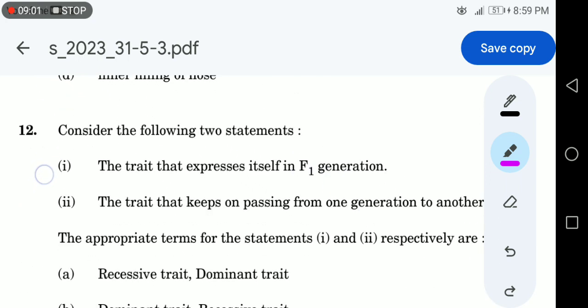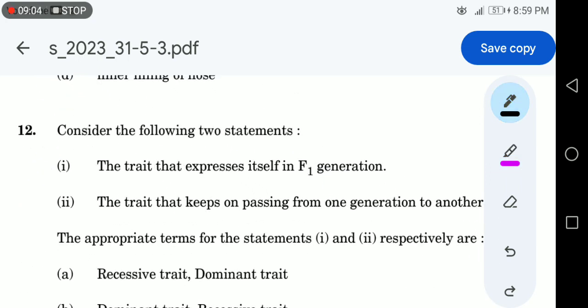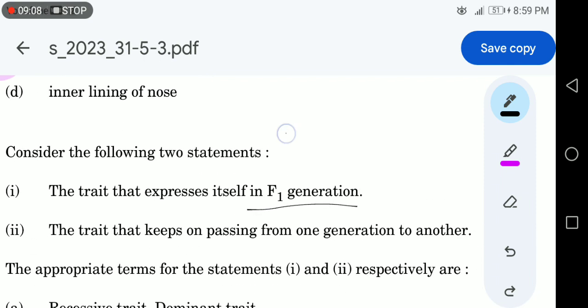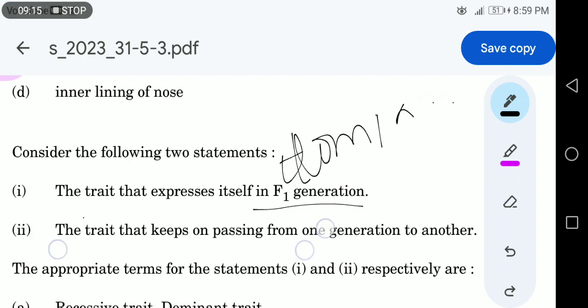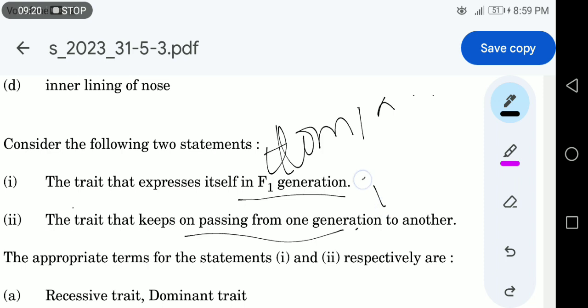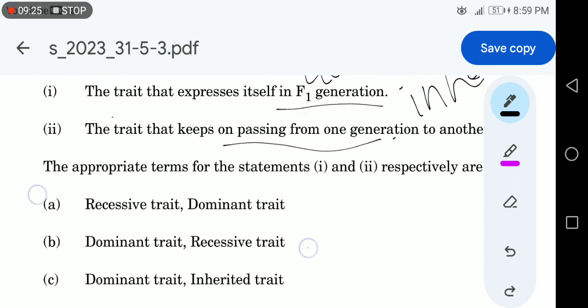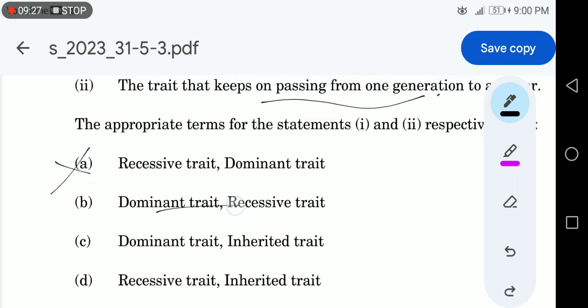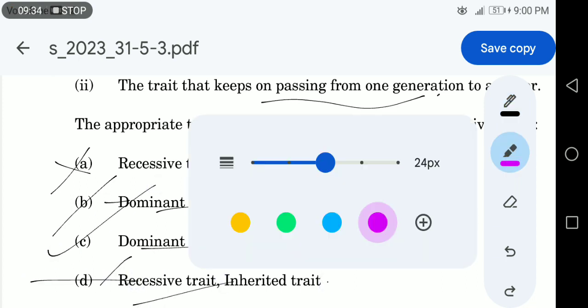Consider the following two statements. The trait that expresses itself in F1 generation. We know that a trait which gets expressed in the first generation is the dominant trait. The trait that keeps on passing from one generation to the other is the inherited trait. So dominant and inherited. Recessive trait, no. Dominant trait, recessive trait, no. Dominant trait, inherited trait, yes. Recessive, inherited, no. Answer to this is option C.